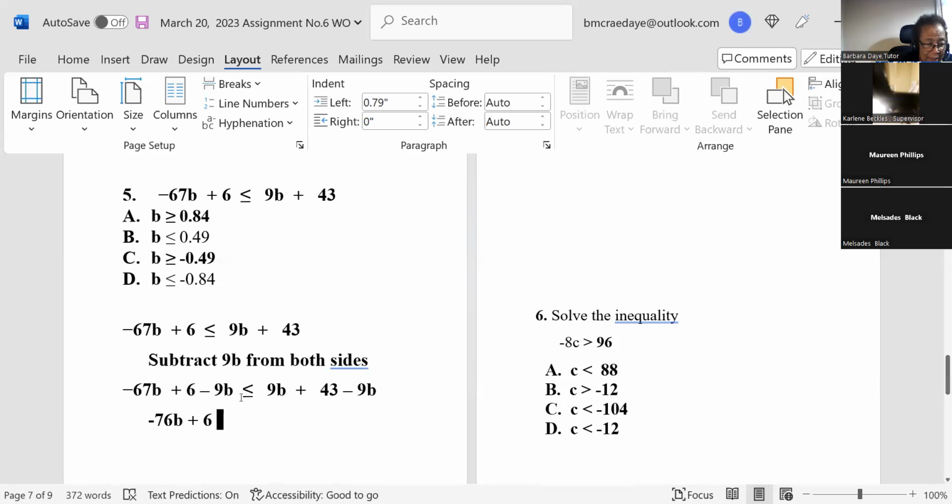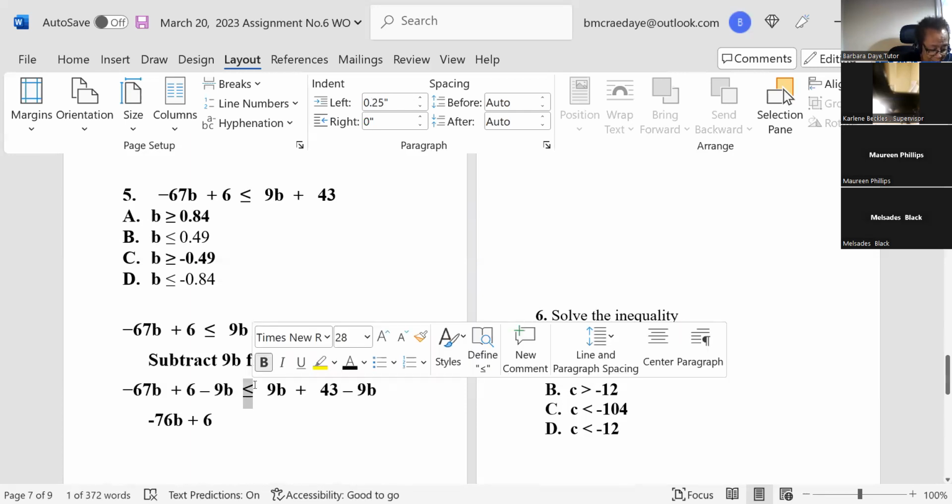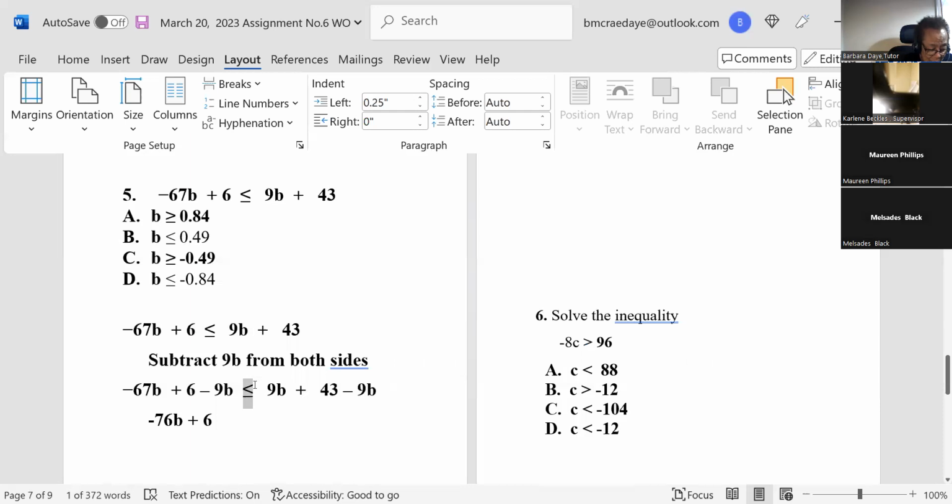Yeah, I still got the 6 and 43. That's right. You still got your 43 because your 9B minus 9B is 0. So this would be less than or equal to. So let's put that there, and 43. Okay. So that's what you have right there, right? Wait a minute, please. Mercedes has a question. What did she have there?